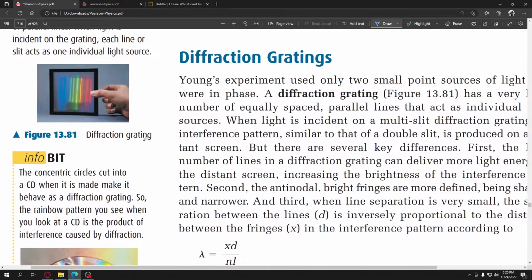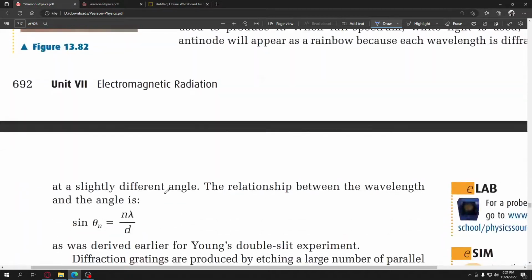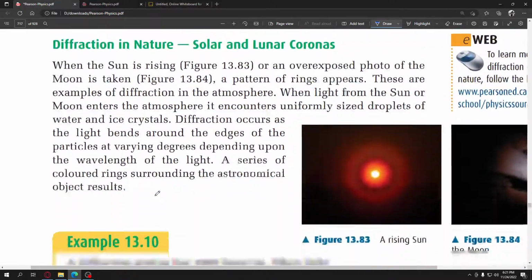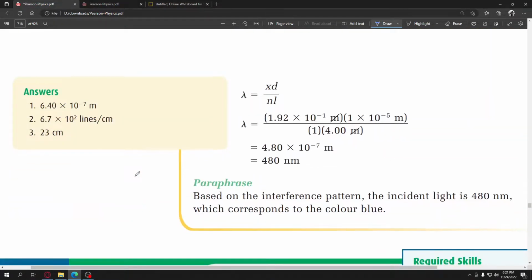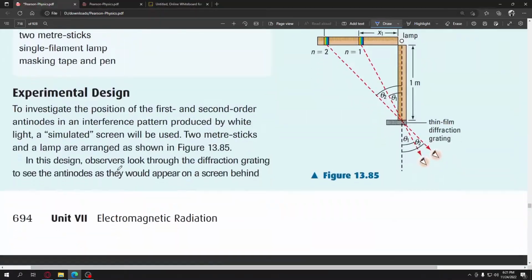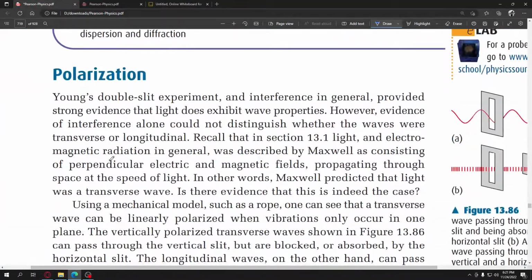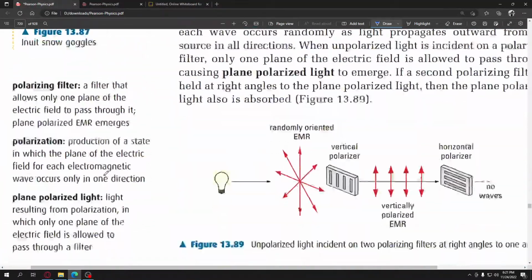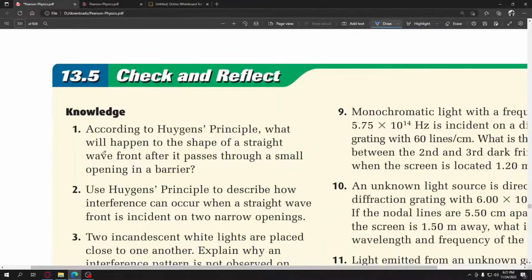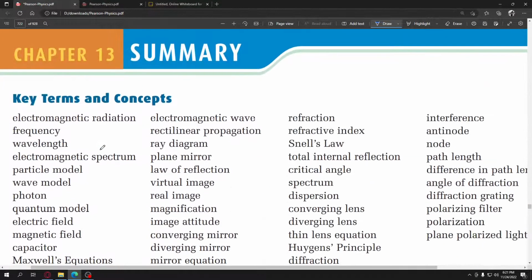Poisson bright spot, these are not important at all. Diffraction grating I haven't seen much in your syllabus, so I'm not talking about it too much. If you guys still need it, let me know, I'll explain, but I don't think it's part of your syllabus. And polarization I didn't see much in the syllabus either, so let me know if you need it, I'll make another video and send it to you.